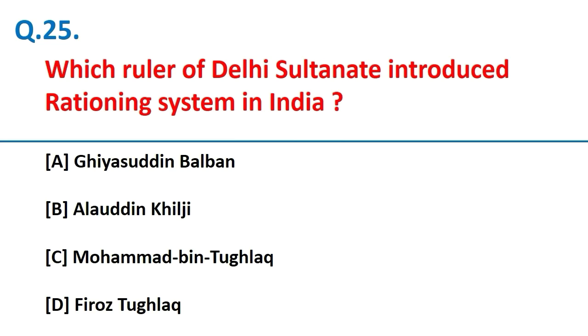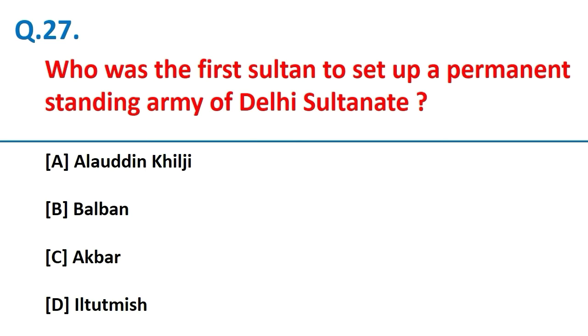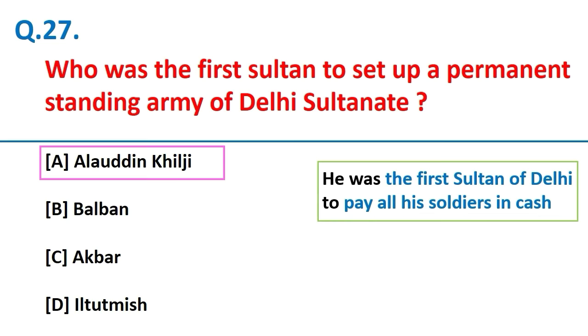Which ruler of Delhi Sultanate introduced rationing system in India? Alauddin Khilji. Which ruler of Delhi Sultanate introduced market control mechanism? Alauddin Khilji. Who was the first Sultan to set up a permanent standing army of Delhi Sultanate? Alauddin Khilji. And friends, he was the first Sultan of Delhi to pay all his soldiers in cash.